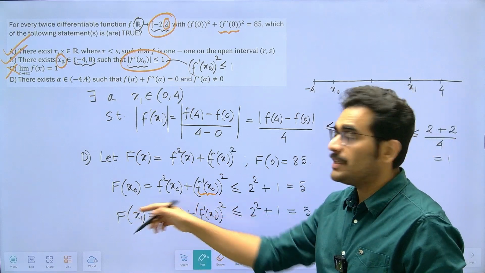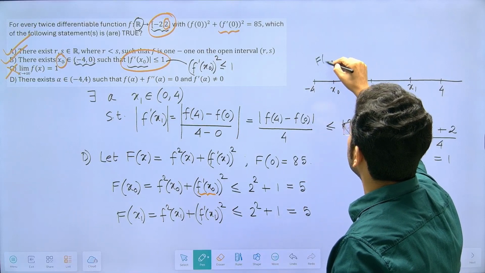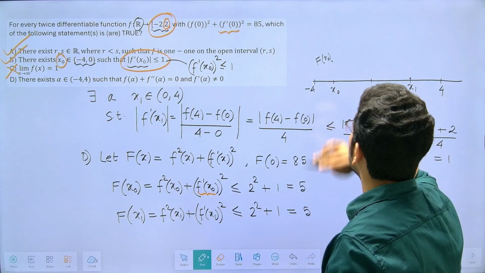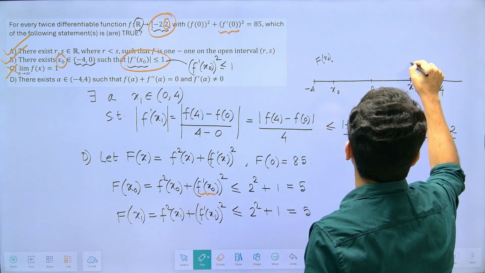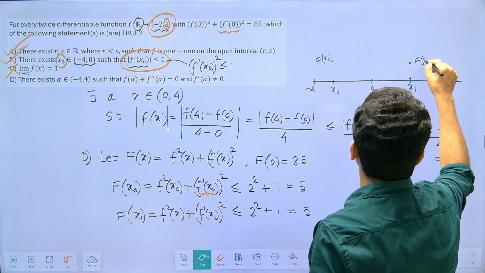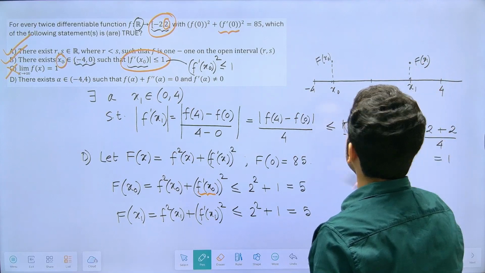At x0, the function value is less than or equal to 5. This is the value, say f of x0. This is less than or equal to 5. And f of x1 is also less than or equal to 5. Say f of x1 is somewhere here. That is also less than or equal to 5.